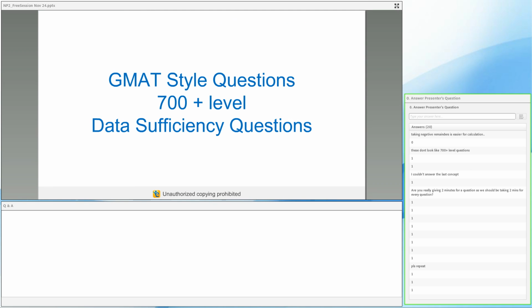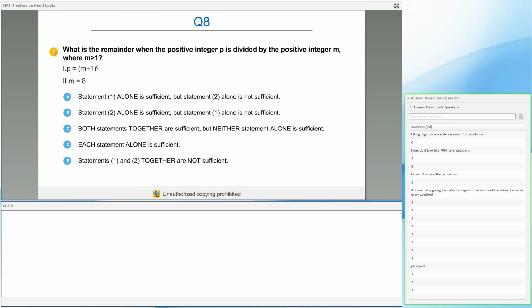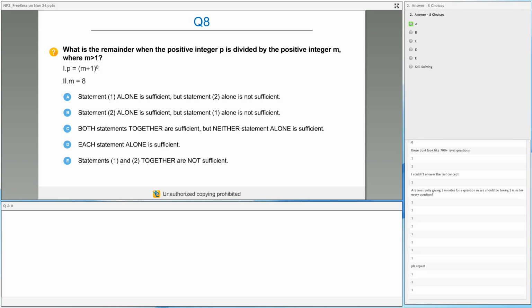With this, guys, let's move to data sufficiency questions. We have 3 questions on this, and we have about 15 minutes to discuss these 3 questions. So let's get going. Here's the first one.